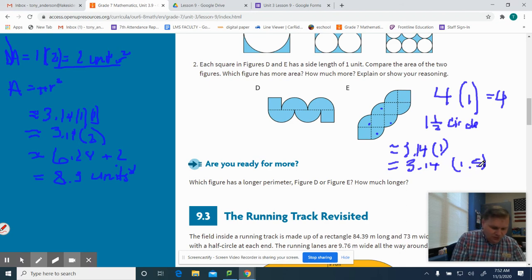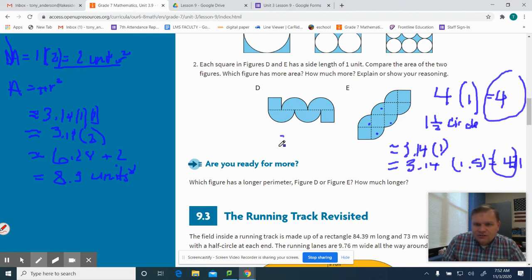So 3.14 times 1.5 is 4.71. 4 and 71 hundredths. I hope you can see my decimal there. But remember, I have to add these 4. So that's going to give me about 8.71 square units.